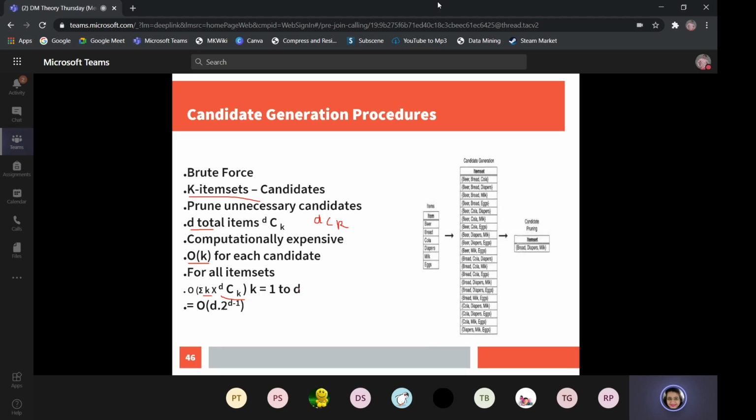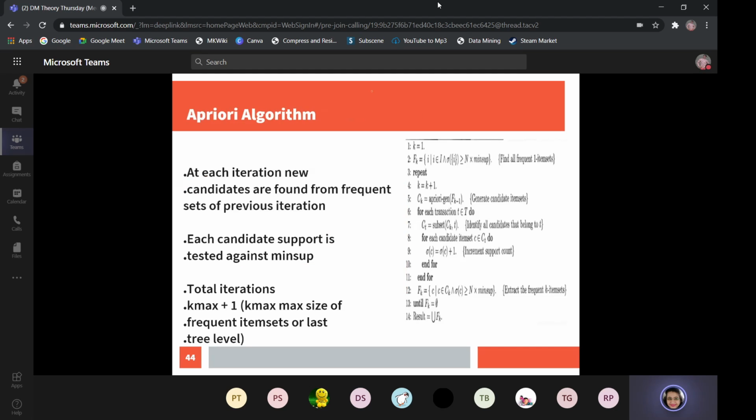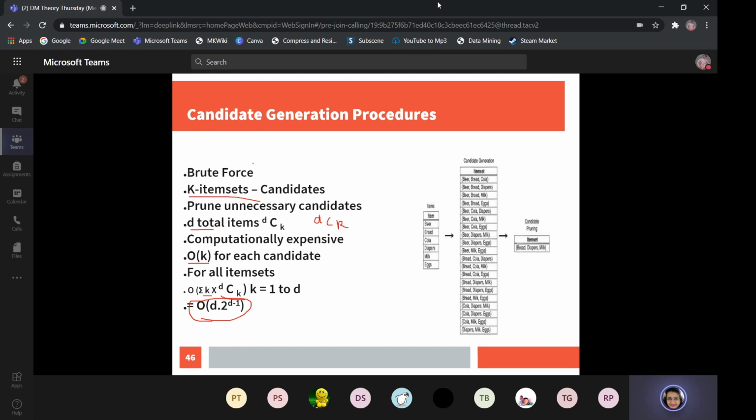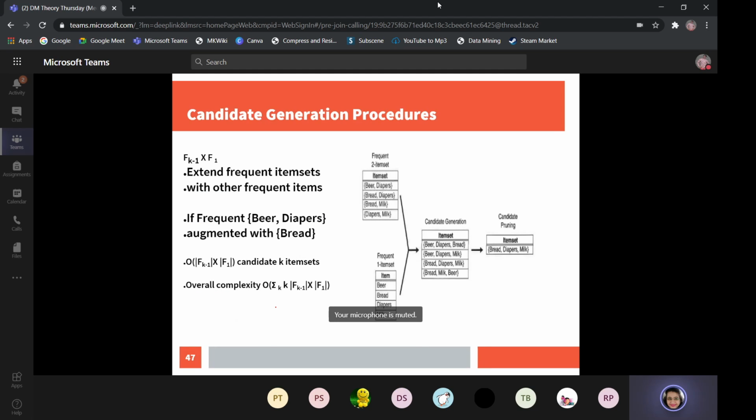So k will be equal to 1 to d. So this is an exponential task to find the candidates. Basically we are talking about this portion: how to generate candidates, how Apriori-gen will work. If you find candidates one by one using brute force, it will be exponential. There are some methods where you can generate candidates by pruning out some irrelevant ones.